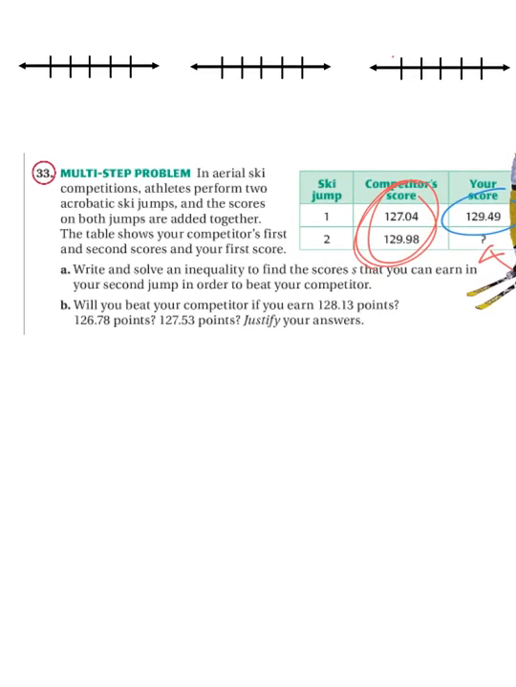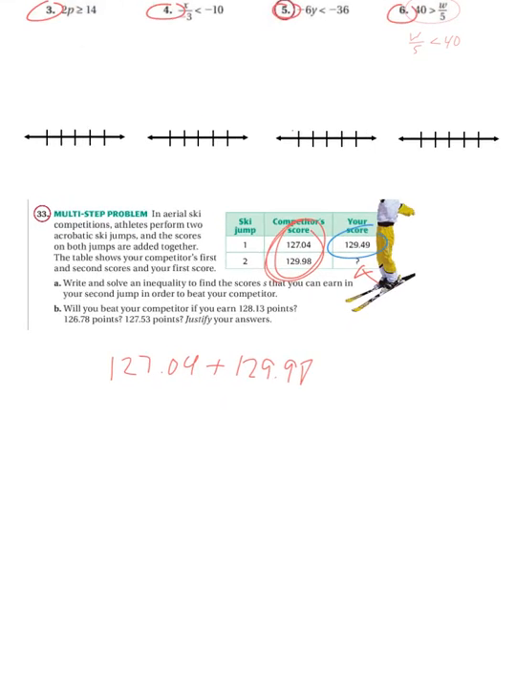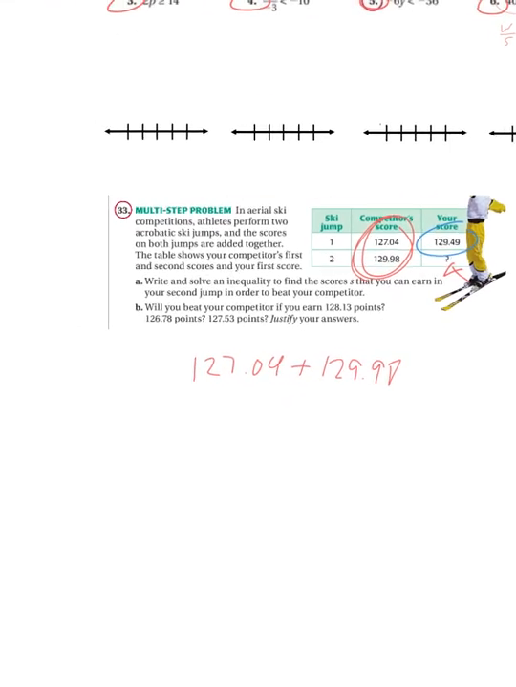So just starting, I'm not going to do the whole problem, but you would take their scores and add them together. 127.04 plus 129.98. Hopefully, that's the competitor scores.